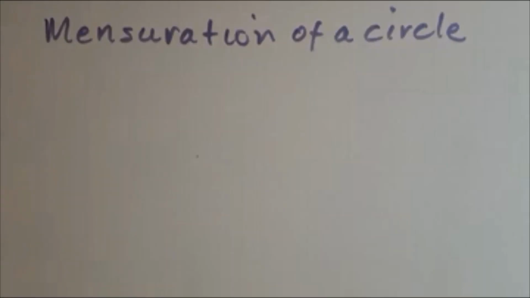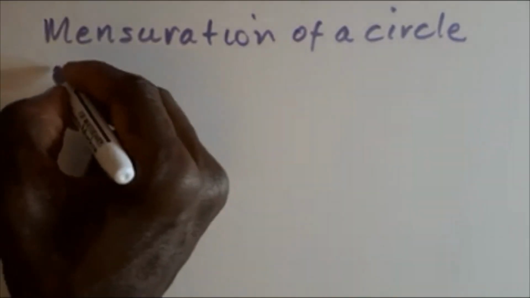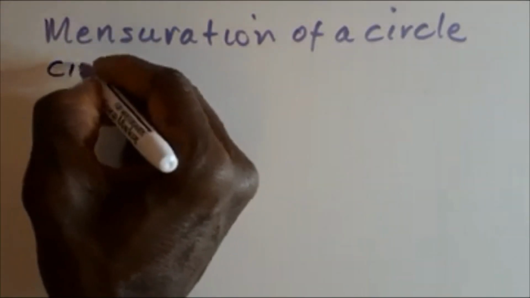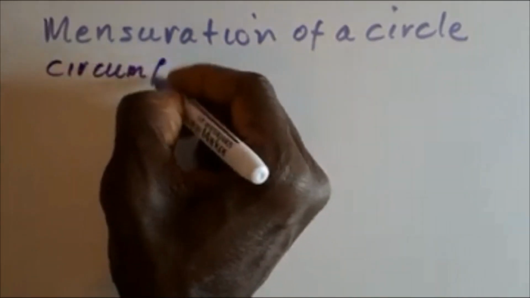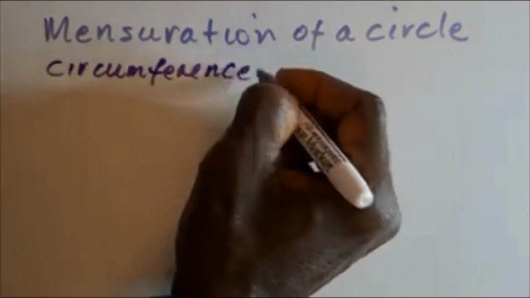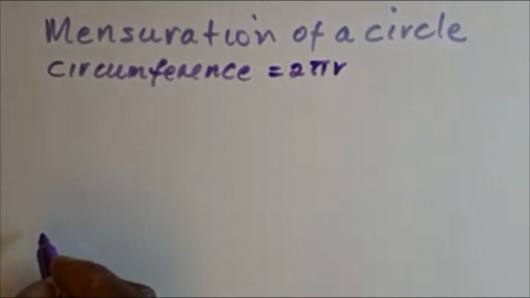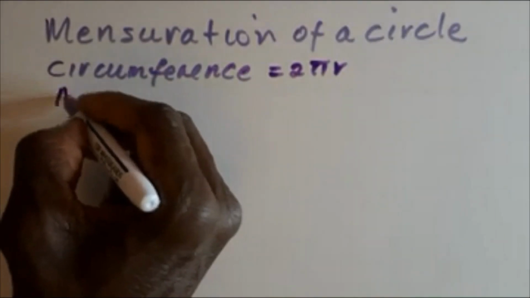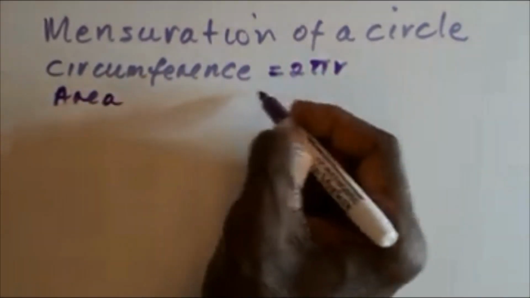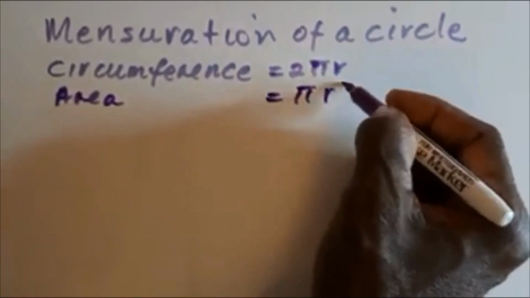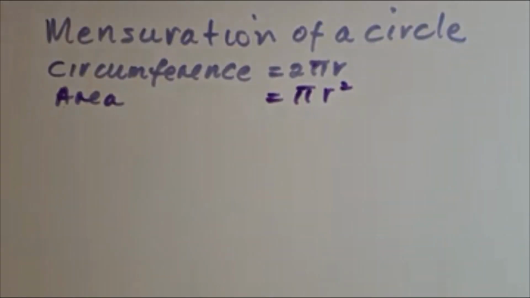Hi, today we'll be talking about mensuration of a circle. That's the measurement of a circle. You should be familiar with the circumference. The formula is 2 pi r, and also the area of a circle, which is equal to pi r squared. With these two formulas, we'll be deriving other formulas which concern the mensuration of a circle.